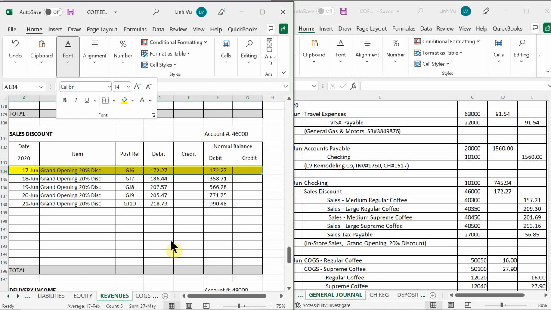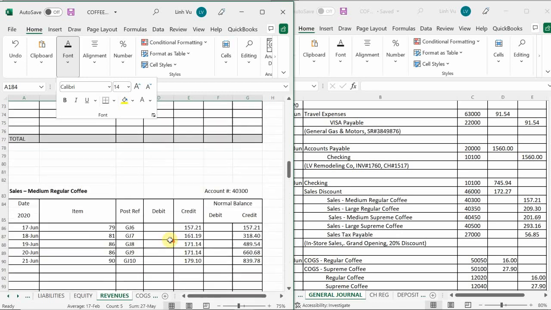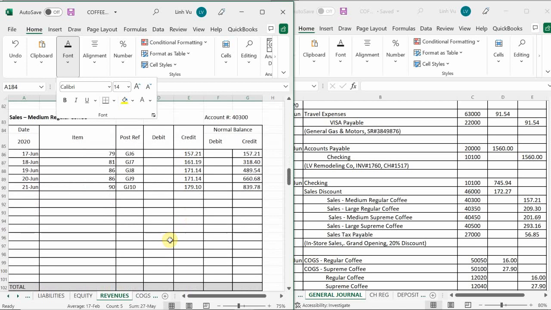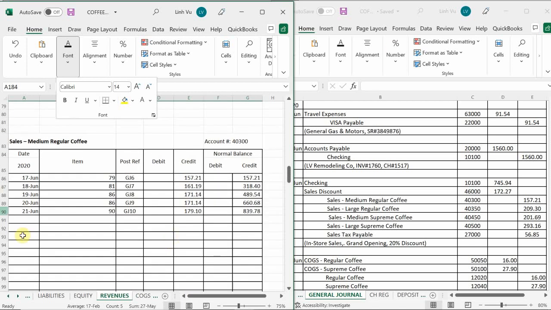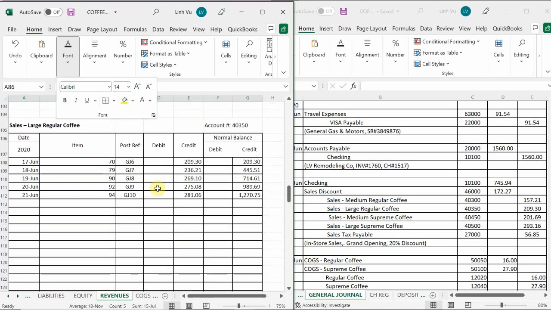Okay. Let's see. I also had sales for $157.21 for my regular medium cups. Okay, right here. Right here, $157.21 is correct. And then let's see what's after that. I had sales for the large cup for $209. Here it is, $209.